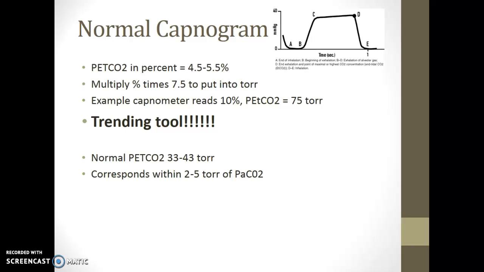And like I said, normal partial pressure of end-tidal carbon dioxide is 33 to 43 torr. And if you look back in your notes and you remember partial pressure of arterial carbon dioxide is 35 to 45 torr, our end-tidal CO2 and our PaCO2 should correspond within 2 to 5 torr of each other.